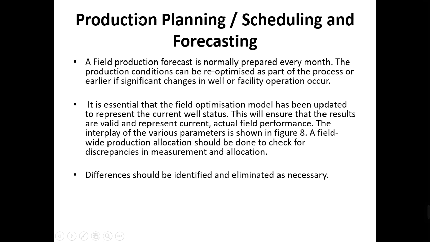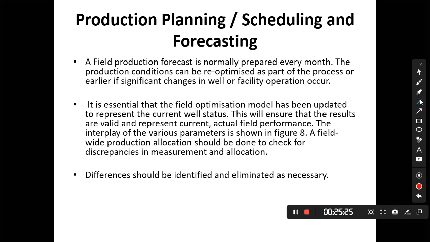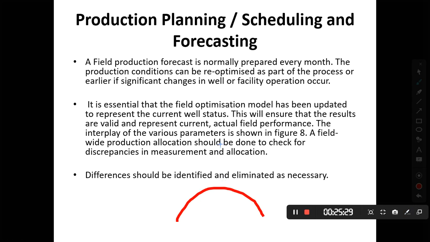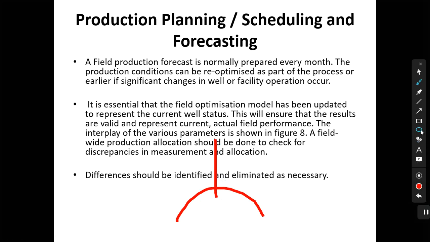Okay, and as a production engineer, you have to plan and schedule and forecast the production. For example, today is the month of, let's say, May. So in June, how many barrels of oil you are going to produce from this reservoir? You have this reservoir here, and how much you are going to produce in the next month. Let's say in June 2020, how much production?